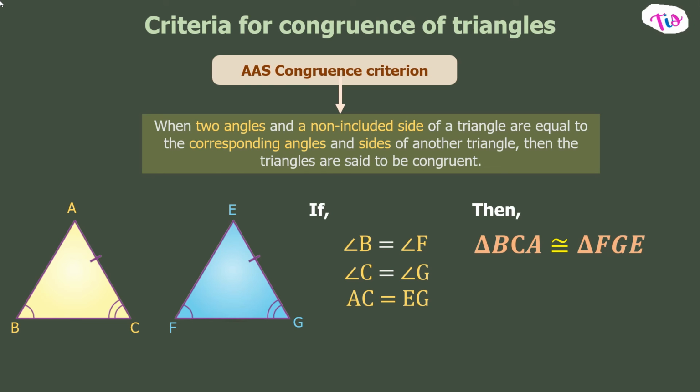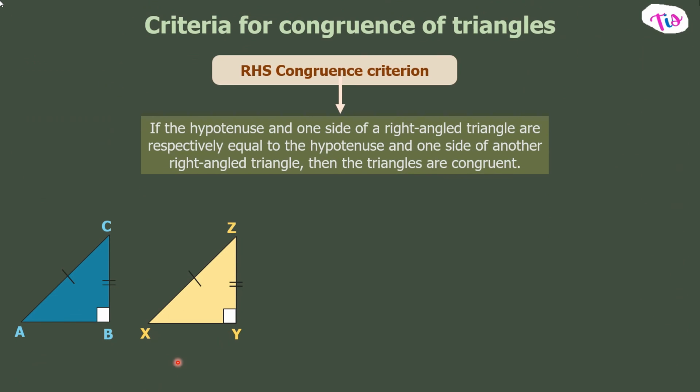It's really simple. Now let's move to the last congruence criteria, which is RHS congruence criteria. So RHS, R stands for right angle, hypotenuse, side congruence criteria. This rule is applicable to only right angle triangles. So the first condition is right angle. So two triangles need to be right angle triangles. As you can see in this case, both of these triangles have right angles, right?